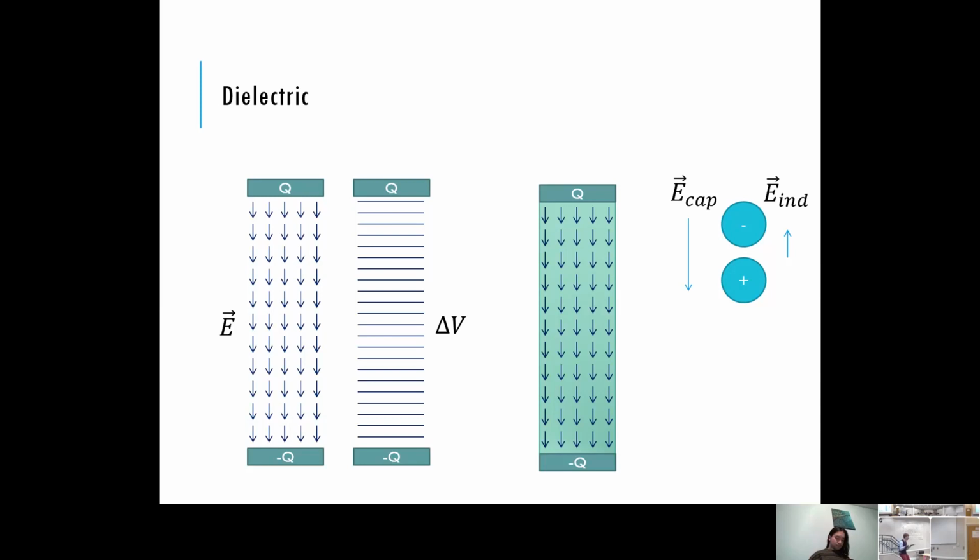Is that okay so far? You following me still? Due to the electric field of the capacitor, the dielectric polarizes. There's an induced dipole moment. And the induced dipole moment of the material points in the opposite direction of the electric field due to the capacitor.